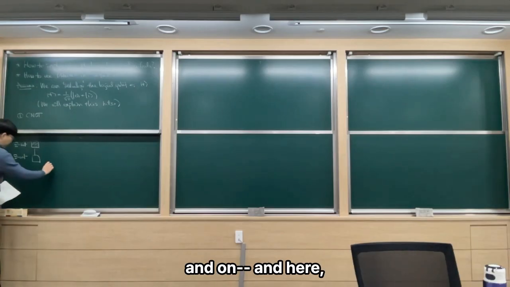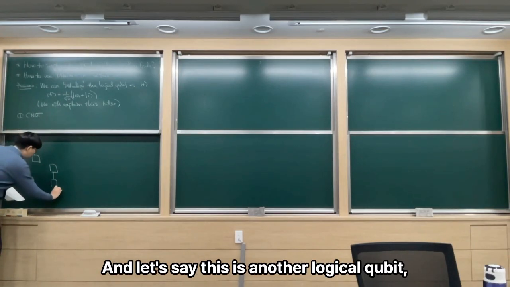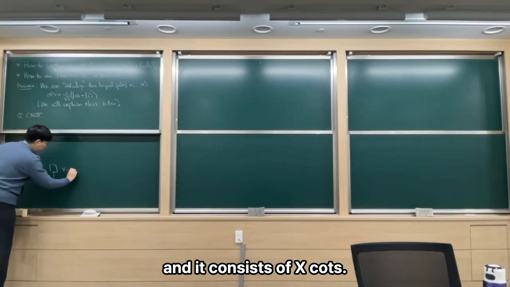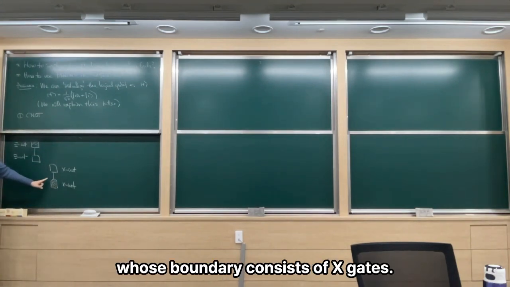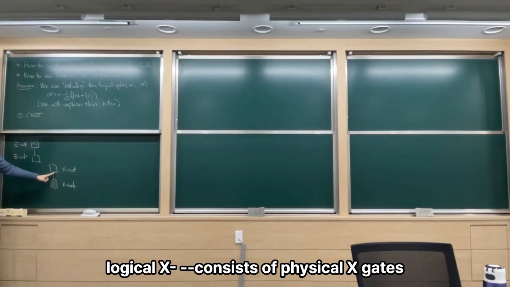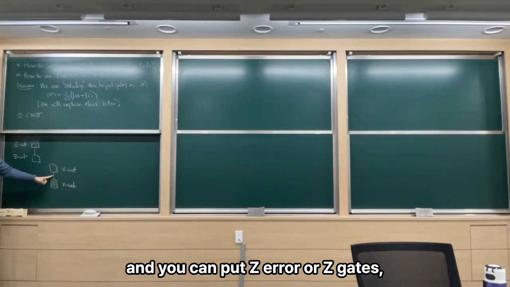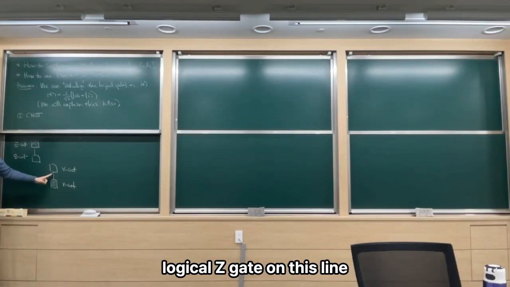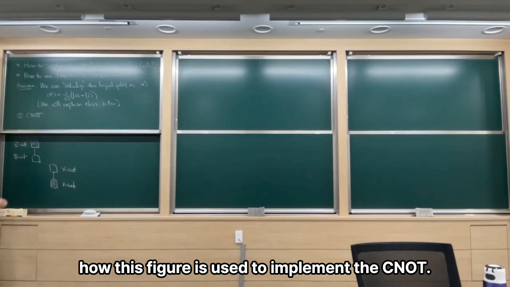Here, this is qubit 0, let's say the first qubit, and let's say this is another logical qubit, and it consists of X cuts. In this case, this is a hole whose boundary consists of X gates. You can put logical X, consisting of physical X gates, around the hole here, and you can put logical Z gate on this line connecting these two cuts. So we talked about how this figure is used to implement the CNOT.